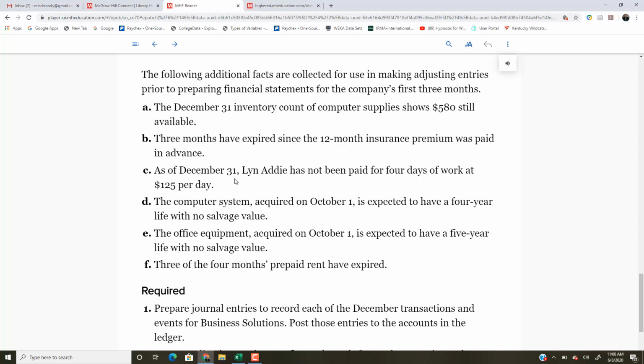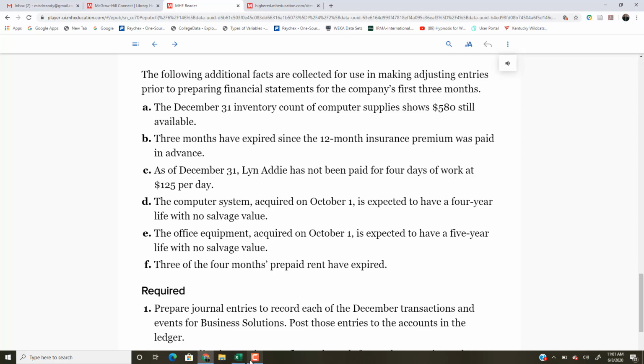As of December the 31st, Lynn Addy has not been paid for 4 days of work at $125 a day. So, that probably means, frankly, that she's done 4 days of work on a normal 5-day work week. And so she's making what, 6.25 a week, something like that. Okay. And so what we have to do is recognize that we owe her some money at the end of the year, so that we can put the expense and the liability in the year-end financial statements. So 4 times 125 is what, 500, right?